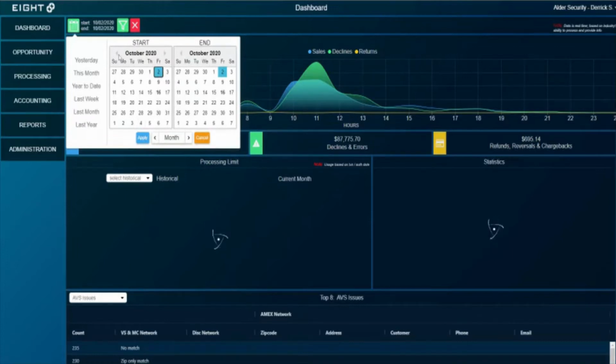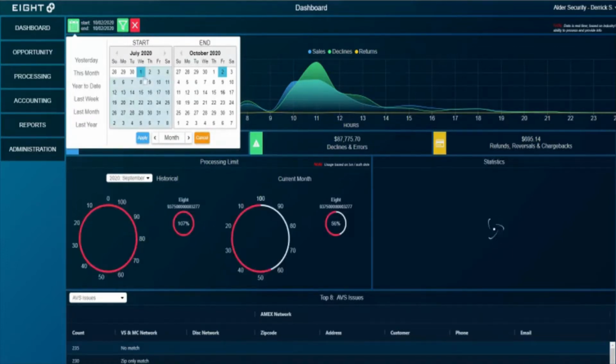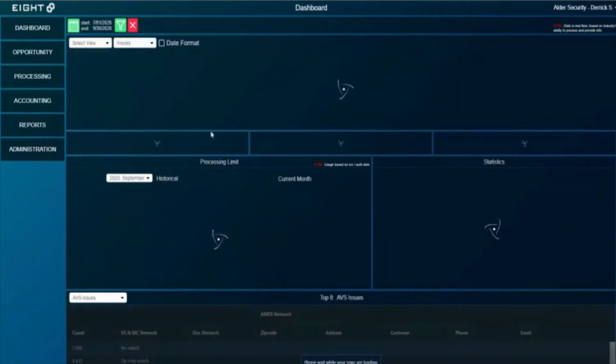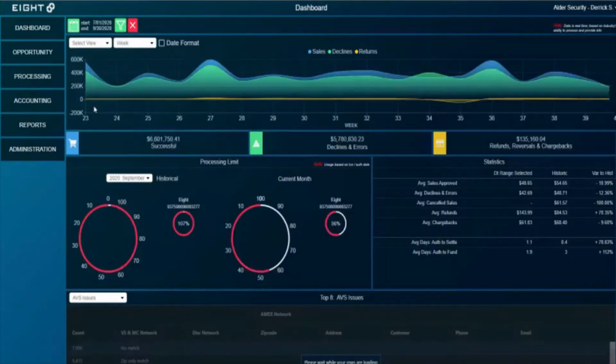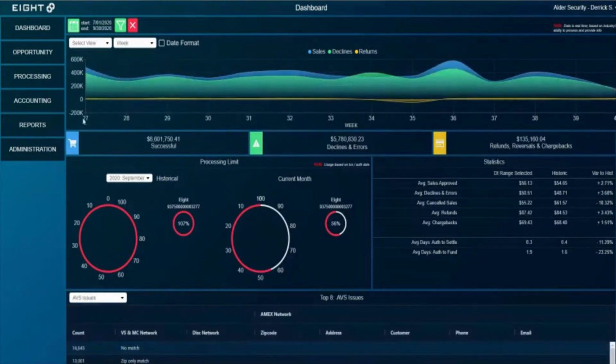I'm going to go back and I'm going to pick a quarter so I can show you some trend lines. So we'll pick Q3. All right, what we're looking at here is Q3 of this year. This is all real live data. This is in here by weeks. We always take it to the smallest granular level so that you can see the spread and you can see the up and down trend.